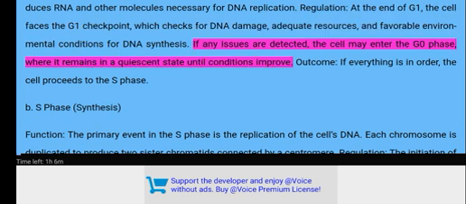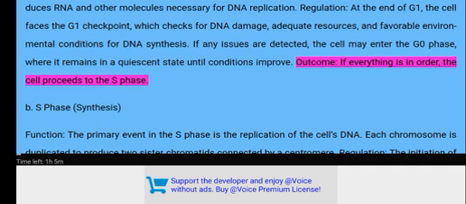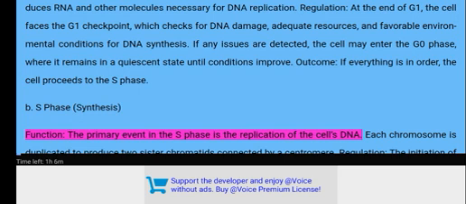If any issues are detected, the cell may enter the G0 phase, where it remains in a quiescent state until conditions improve. Outcome. If everything is in order, the cell proceeds to the S phase. B. S phase, synthesis. Function. The primary event in the S phase is the replication of the cell's DNA.